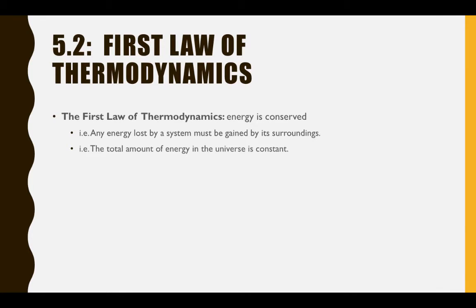As you likely already know, the first law of thermodynamics tells us that energy is conserved, meaning if energy is lost from an object, it must be gained by another object. Often we refer to these objects as the system and the surroundings.